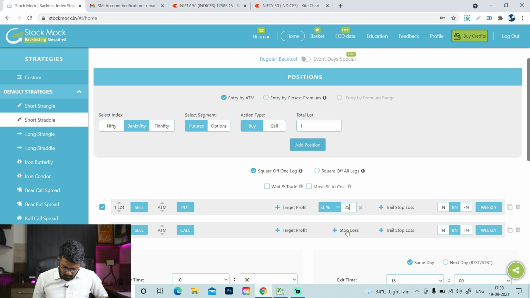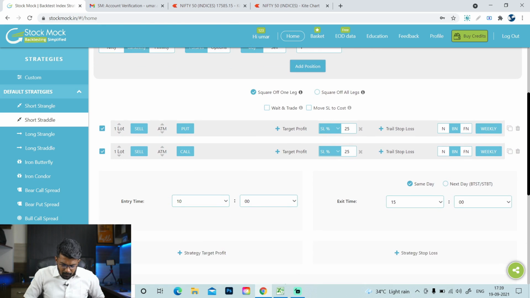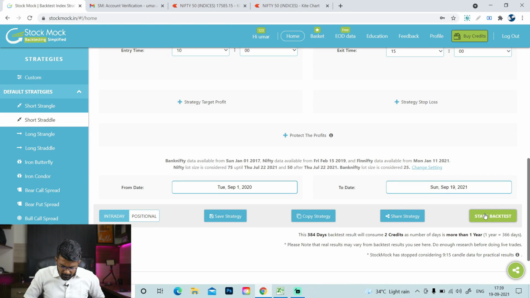Okay, 25. Now what I have done here is I have set a stop loss of around 25% in the Bank Nifty trade. So let's see how this performs now, right?